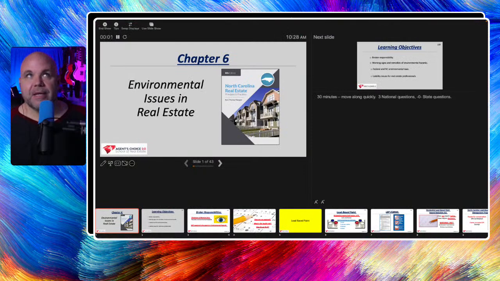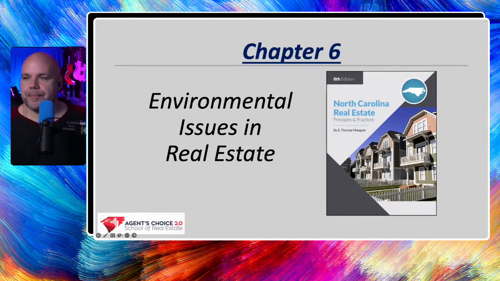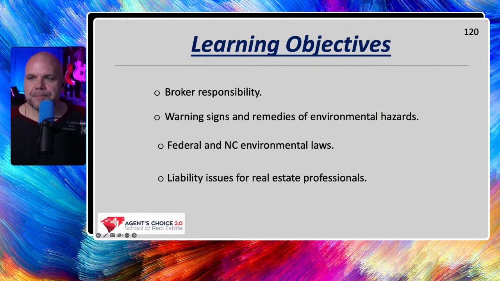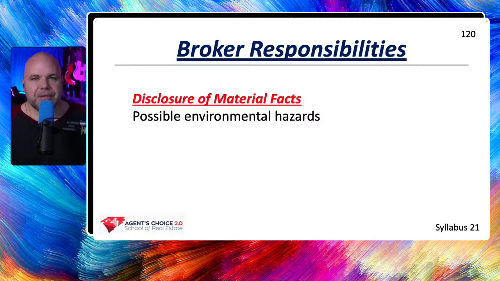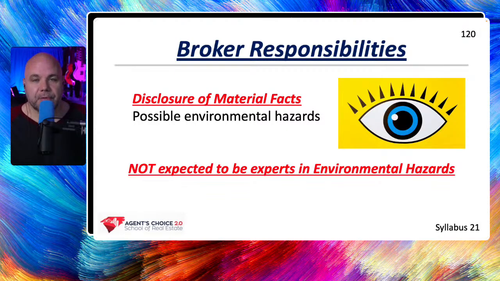We've covered some of it when we talked about lead-based paint. There we go. Because that's one of them. So we're going to look at the broker responsibility, the laws, the signs of environmental hazards, and what's the liability to us as brokers. We need to disclose material facts. When it comes to environmental hazards, it's all material fact. And we're looking for red flags. We don't need to be experts, but we need to know to refer them to experts.